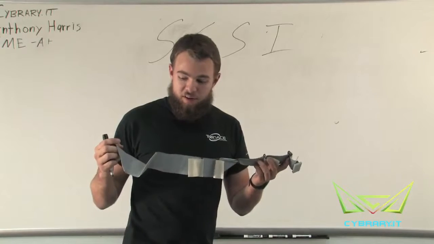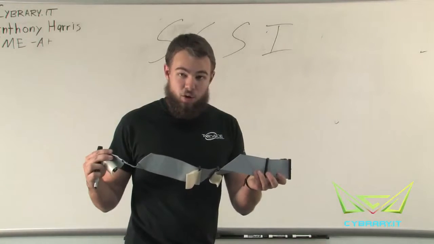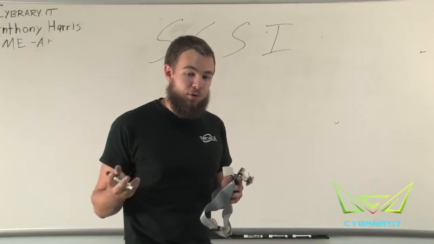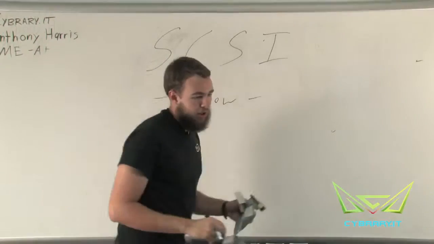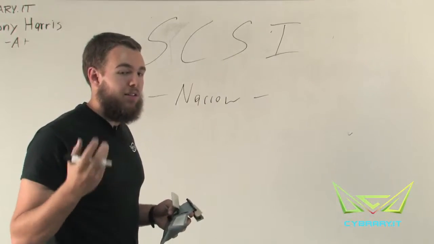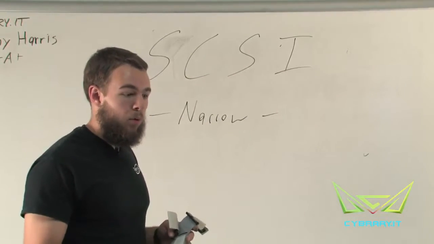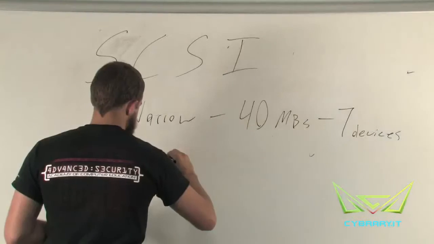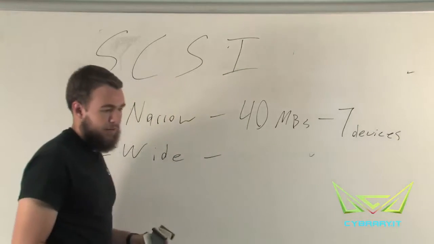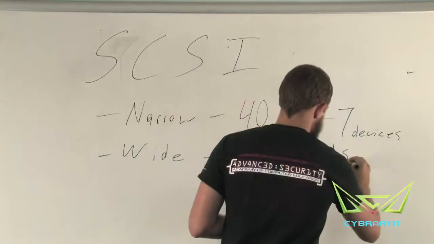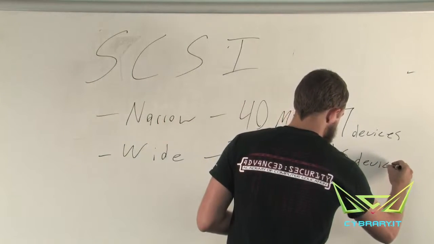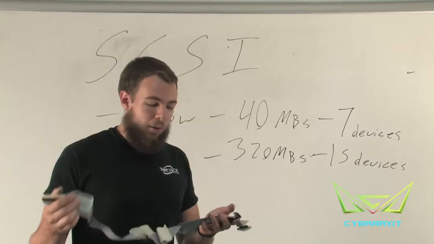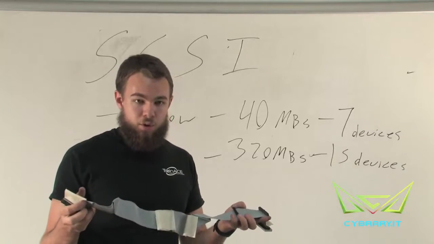SCSI cables are obviously quite a bit different as far as how many devices they can hold on a single cable, and we actually have 2 major distinctions between the 2 cables. We have our narrow, which can hold up to 7 devices per interface. So one interface on the motherboard is equal to up to 7 devices, and that would transfer data at up to 40 megabytes per second. And then we have our wide. Our wide is not only going to transfer at a faster speed, 320 megabytes per second, but it also lets us add more devices to it. We have up to 15 devices. Now, our SCSI connectors allow us to daisy chain devices onto our cable.